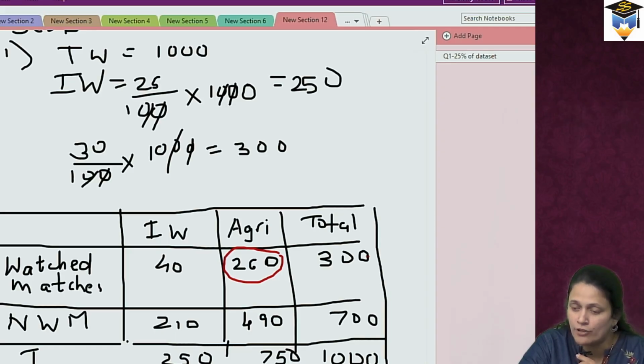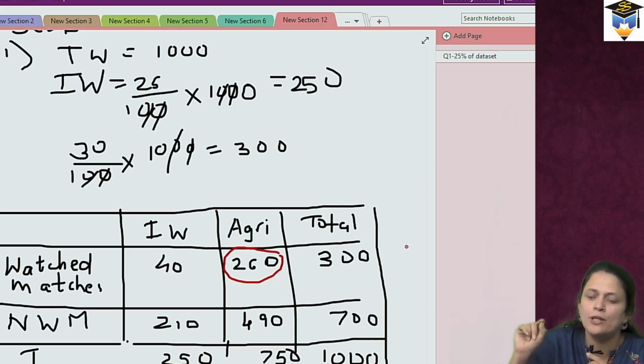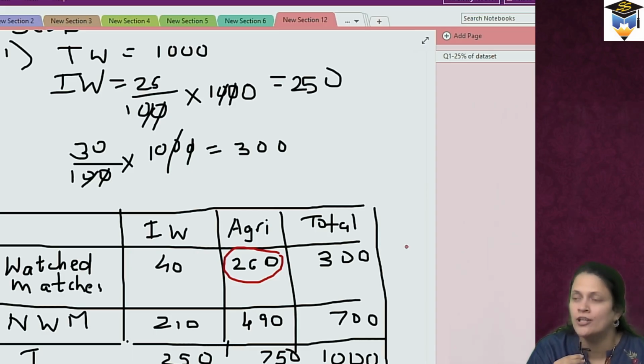Then 30% of people who had not watched World Cup matches were industrial workers. So 30% of what? 30% of 1000? No, 30% of 700. Why 700? Because the people who have watched matches are 300. Total number of persons are 1000. 1000 minus 300 is 700.